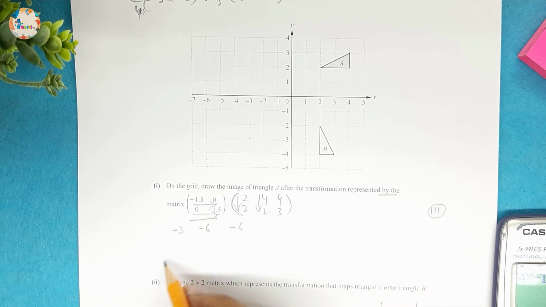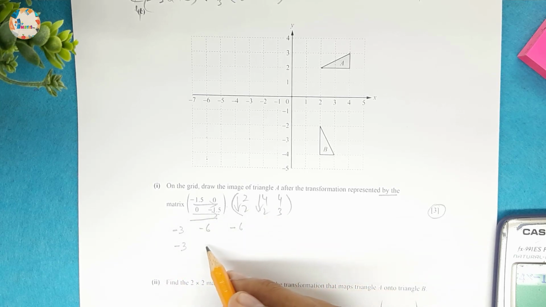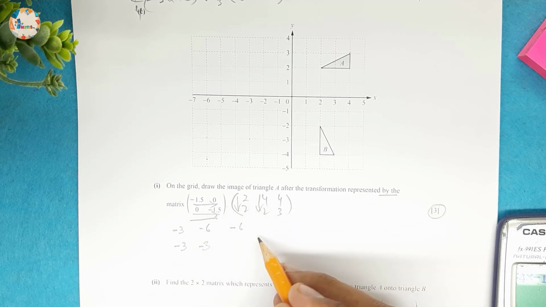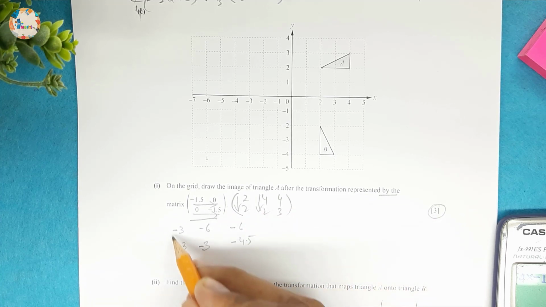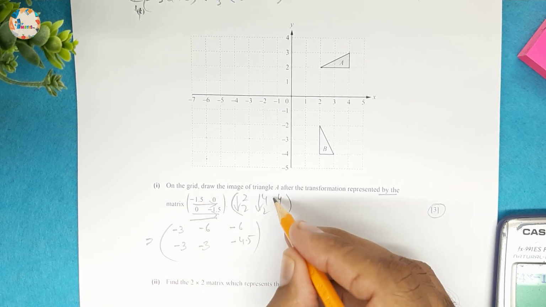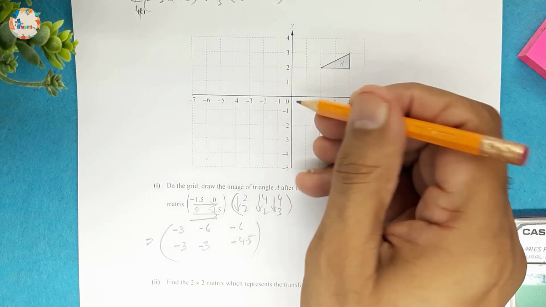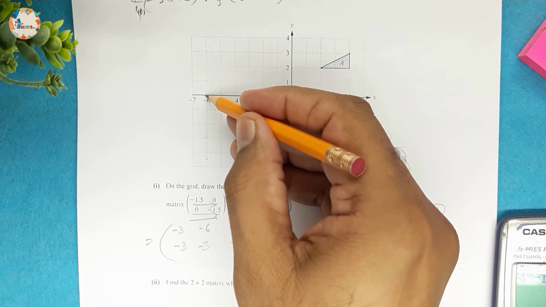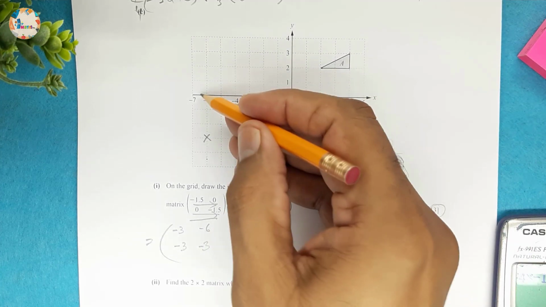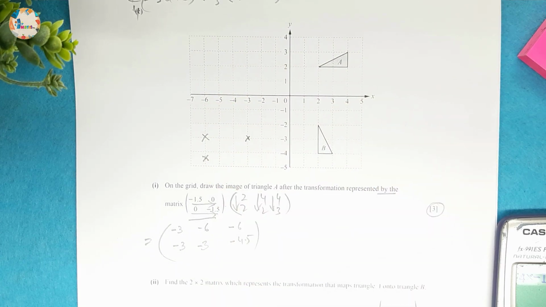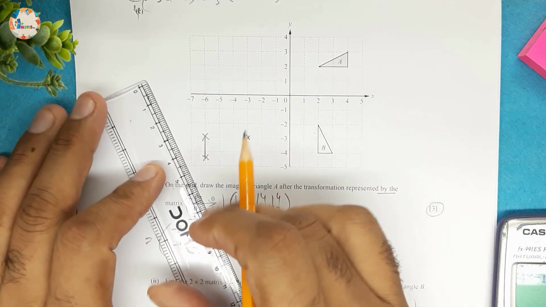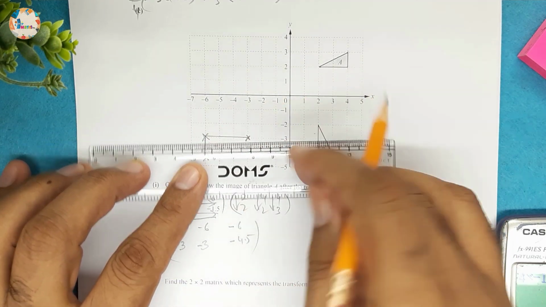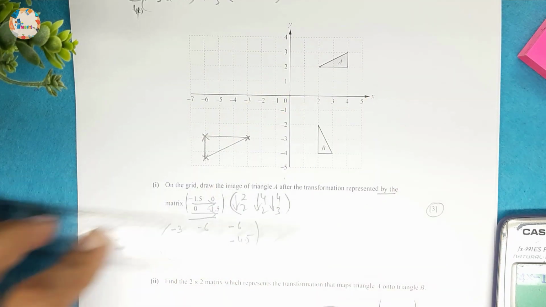Now second row, first column will be 0 and minus 3, and this will be 0 and 3, minus 3 basically, and this will be minus 4.5. So this will be the matrix which we will get after multiplication. So minus 3 and 3 will be this point, minus 6 and minus 3 will be this point, and minus 6 and 4.5 will be this point. So we can draw this triangle over here like this one. So this will be after transformation.